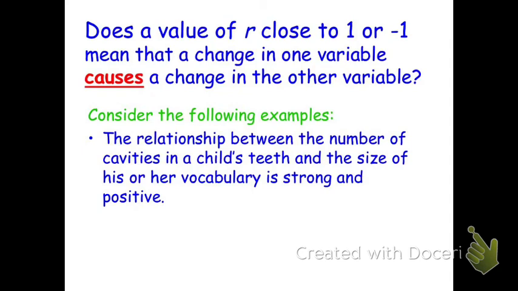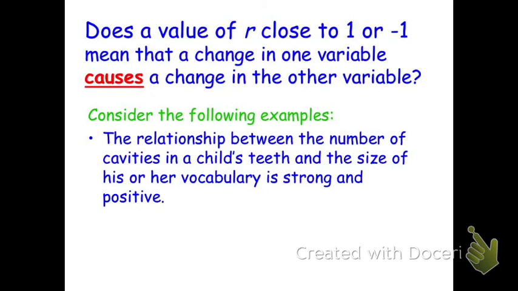Here are funny examples that are actually statistically proven from studies, with very high correlations like 0.99 or 0.98. The relationship between the number of cavities in a child's teeth and the size of his or her vocabulary is strong and positive. Does that mean that the more cavities you have causes you to have a higher vocabulary?